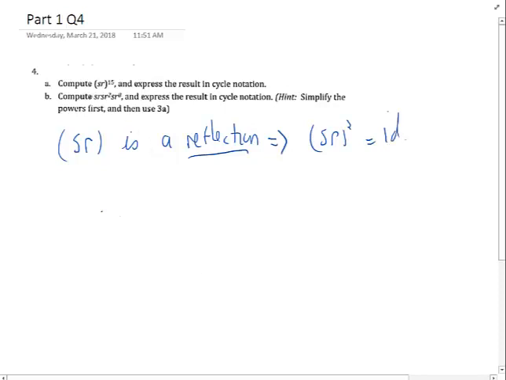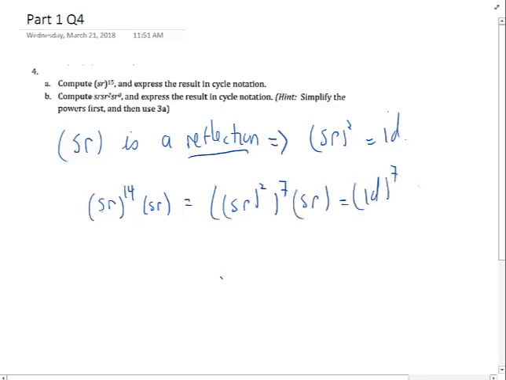So that means I can break this down into squares times what's left over. I can write this as SR to the 14th times SR. Now SR to the 14th is just SR squared, I'm sorry, SR squared to the 7th power times SR. But that's equal to ID to the 7th power times SR, which is SR. Okay. So the answer is SR.